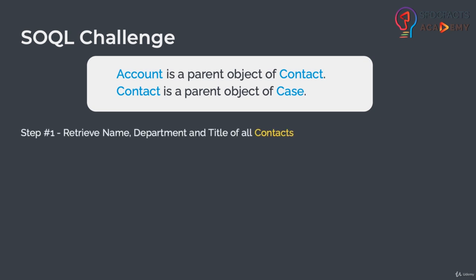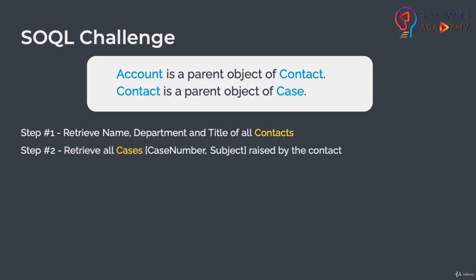Now your challenge is you need to write a query on contact object, and you need to retrieve the name, department and title of all the contacts in your Salesforce org. Once you are done with this step, then we are going to make it a bit challenging. In step 2, we are going to retrieve all the related cases that a contact has raised, and from these cases we are going to retrieve the case number and the case subject.